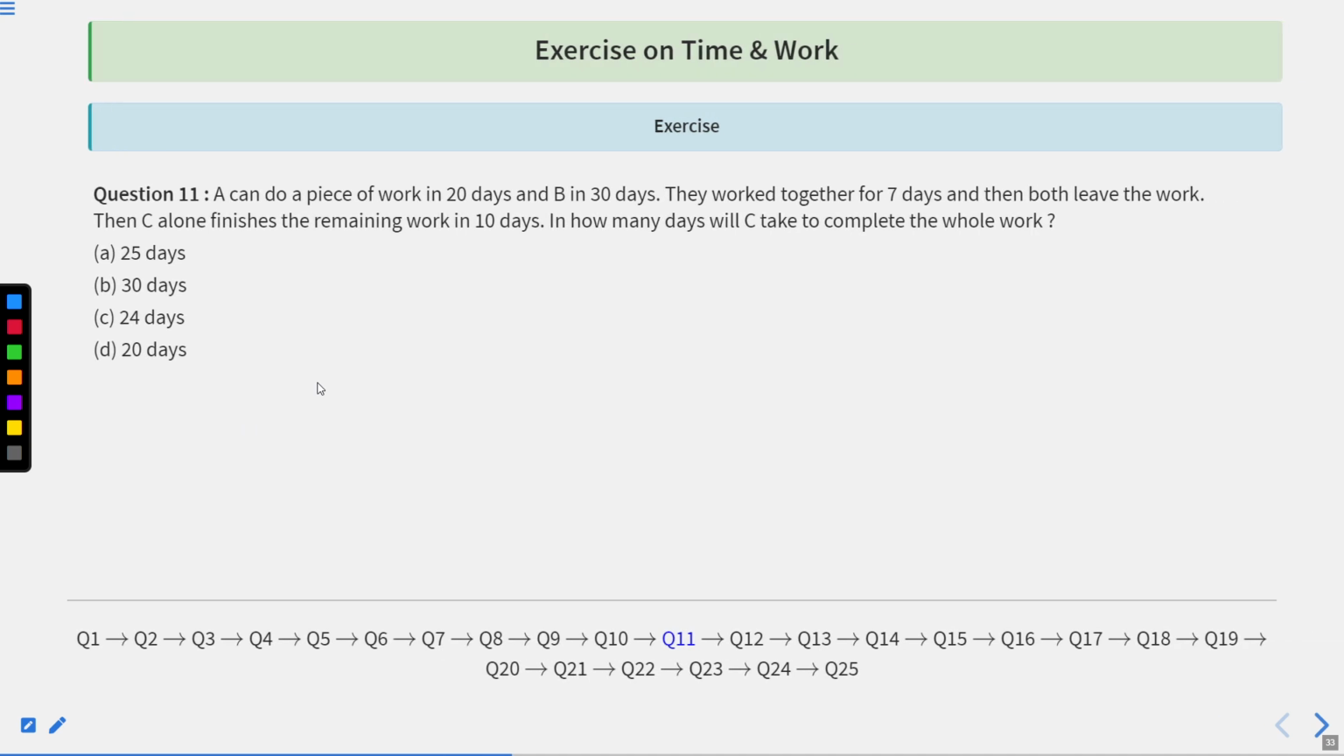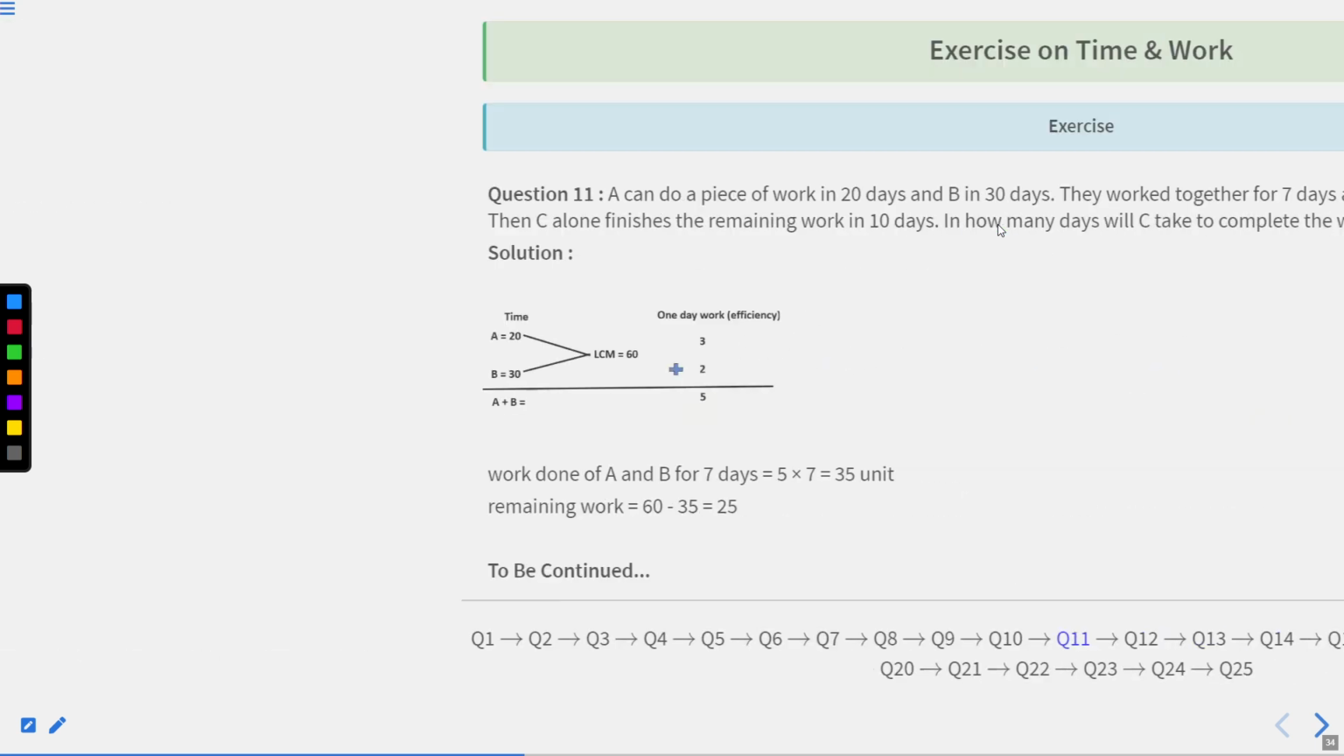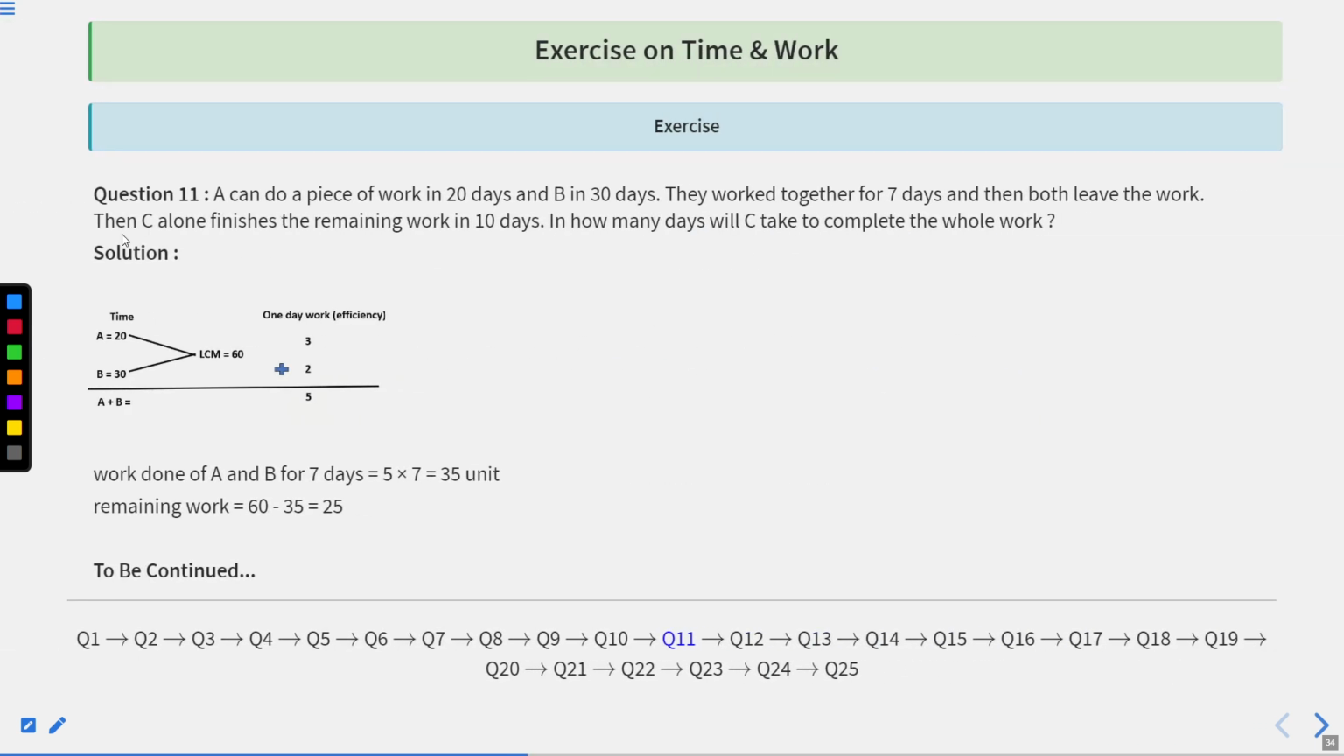A can do a piece of work in 20 days, B in 30 days. They worked together for 7 days and they both leave the work. Then C alone finishes the remaining work in 10 days. In how many days will C take to complete the whole work? So again, A is equal to 20, B equal to 30. So the total work is 60. And the 1 day work done by A is 3, 1 day work done by B is 2.